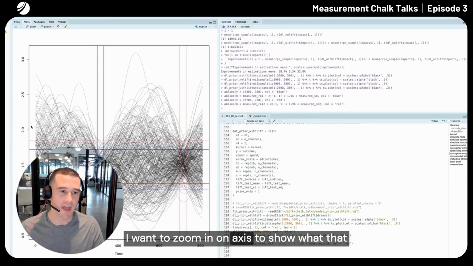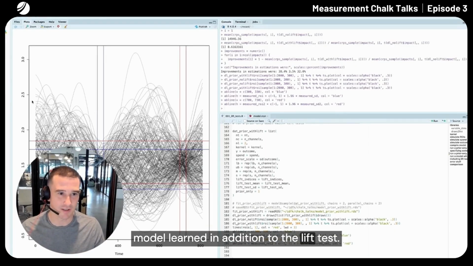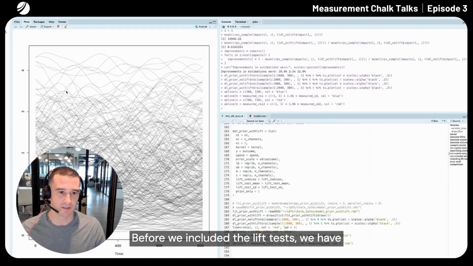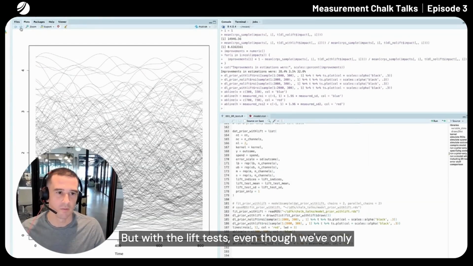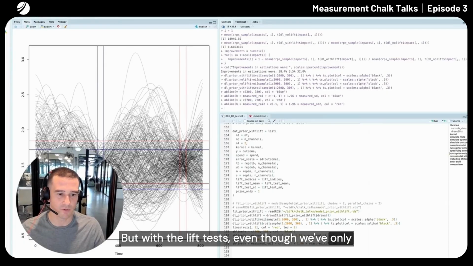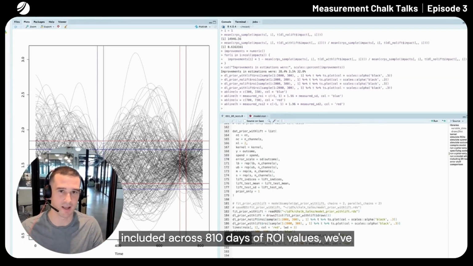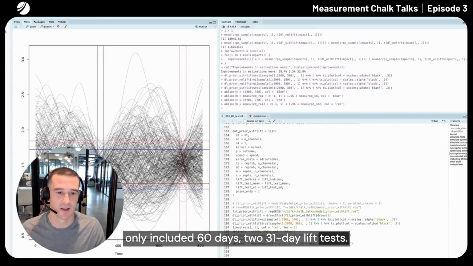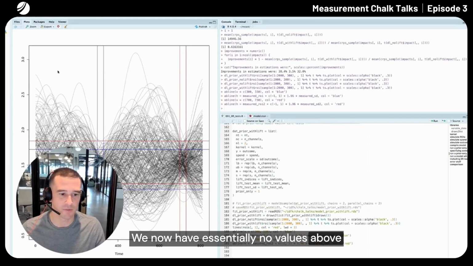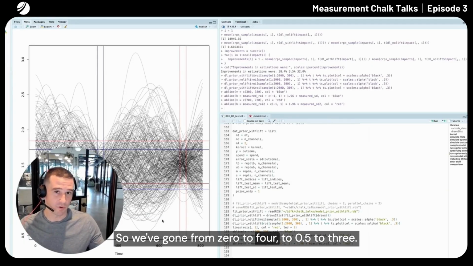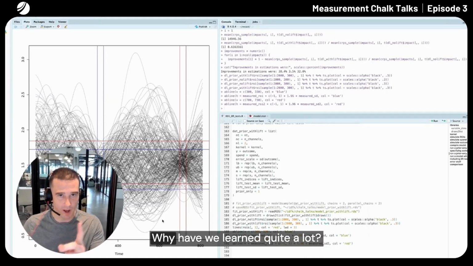I want to zoom in on the axes to show what that model learned in addition to the lift test. Before we included the lift tests, we have ROI values sort of above 3 and below 0.5 at the high end and the low end. But with the lift tests, even though we have 810 days of ROI values, we've only included 60 days, 2 31-day lift tests. We now have essentially no values above 3 and essentially no values below 0.5. So we've gone from 0 to 4 to 0.5 to 3, right? So we've actually learned quite a lot. Why have we learned quite a lot?